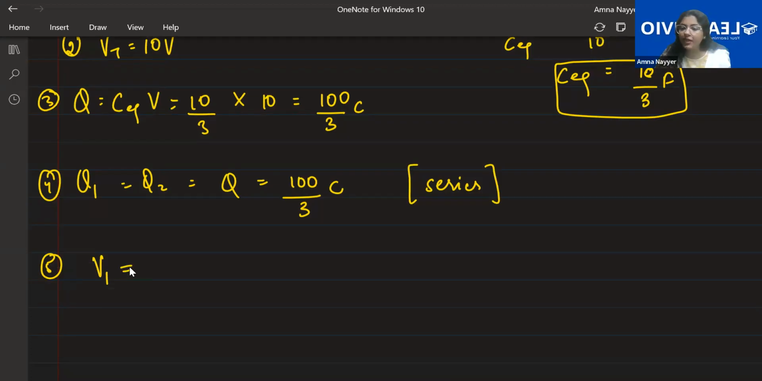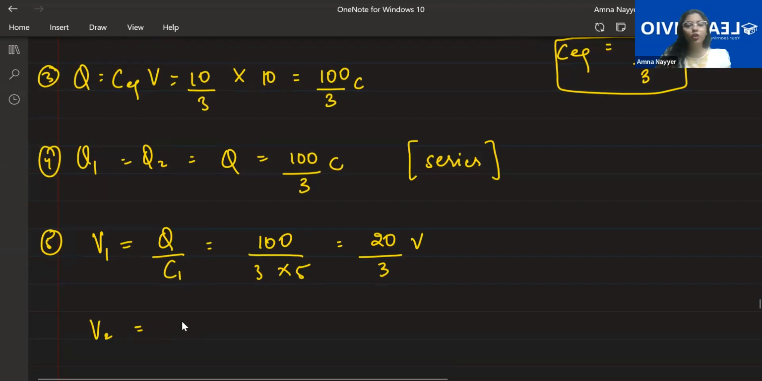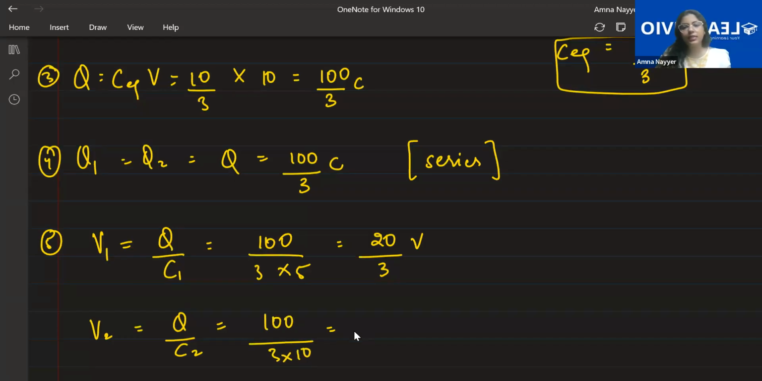How will we calculate V1? Charge is the same, but capacitors are different. This will be Q divided by C1. Charge is 100 by 3. First capacitance is, let's say, 5. This becomes 20 by 3 volt. Similarly, when I'm calculating V2, V2 will be Q divided by C2. So Q is 100 by 3, C2 is 10. So this becomes 10 by 3 volt.